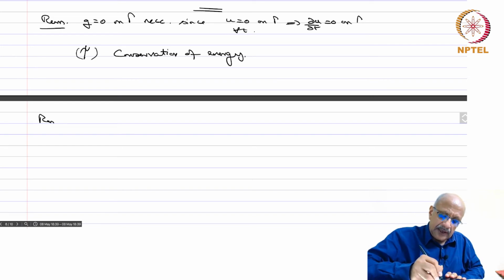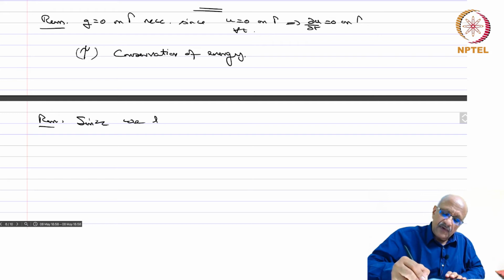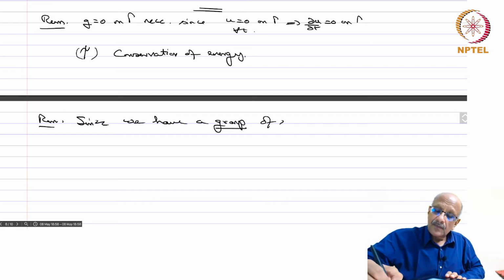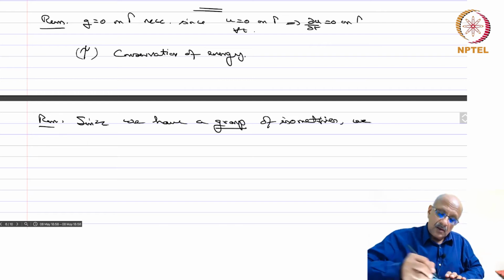And then remark again, since we have a group of isometries, we can solve the backward problem.